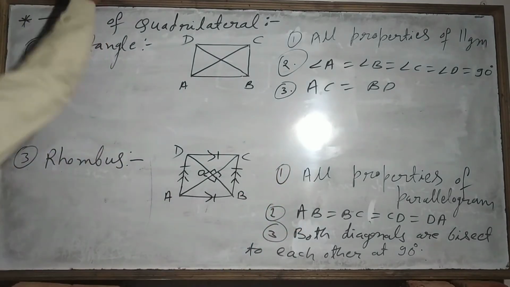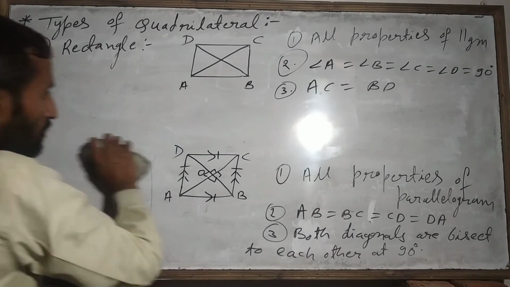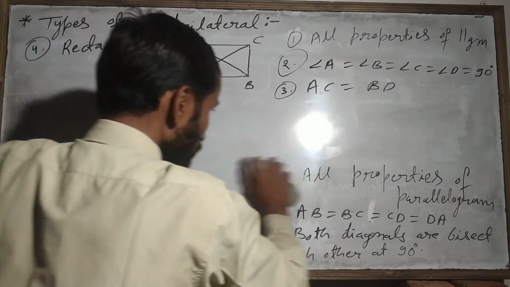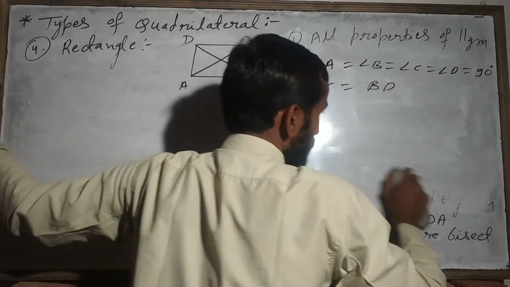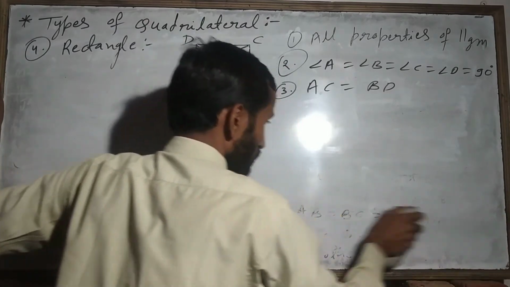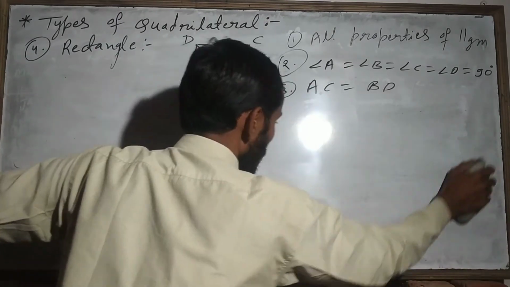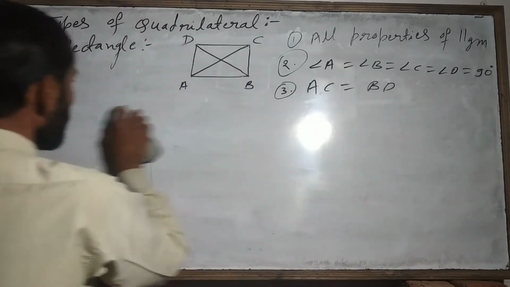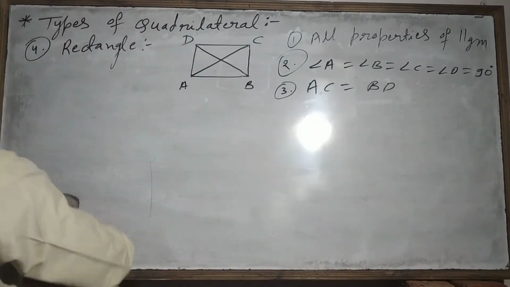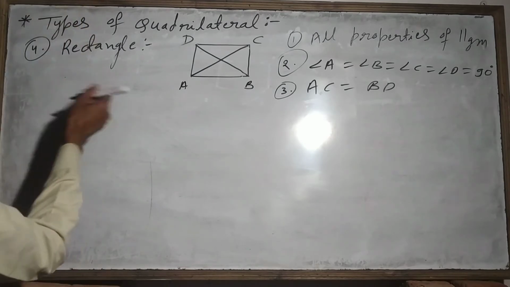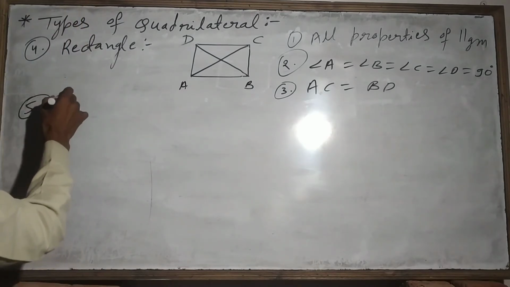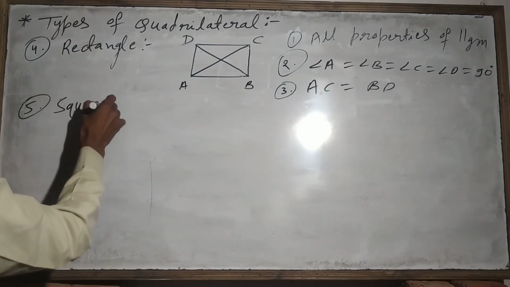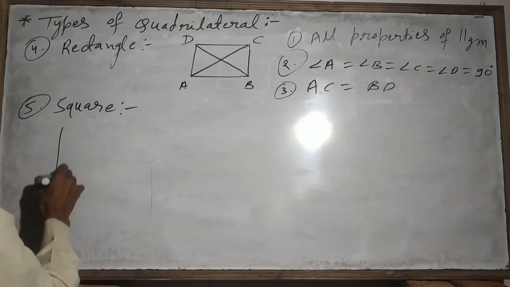Now the fifth type is square. The fifth type of quadrilateral is square. It is the same as a rhombus, but the difference will come again here. I will write here: fifth one is square. So just write down here.